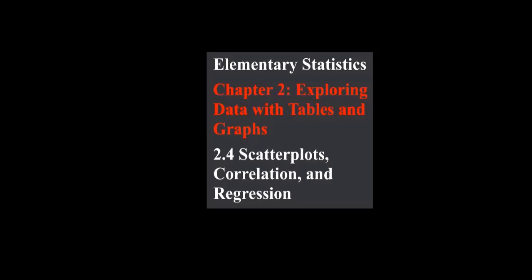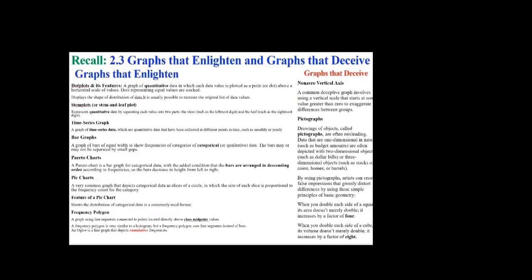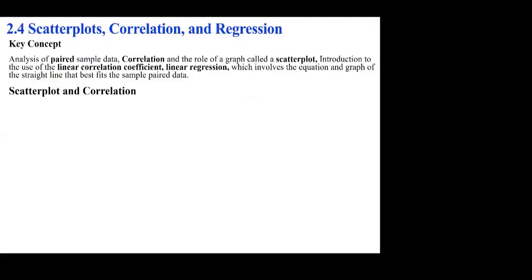All right, I want to look at scatter plots, correlation, and regression briefly because we covered this in a later chapter. We looked at frequency distribution tables, histograms, and graphs that are good and useful, such as dot plots, stem plots, time series graphs, bar graphs, Pareto chart, pie chart, polygons, ogive, and then we looked at some pictographs that can deceive the reader. So we want to be careful of that.